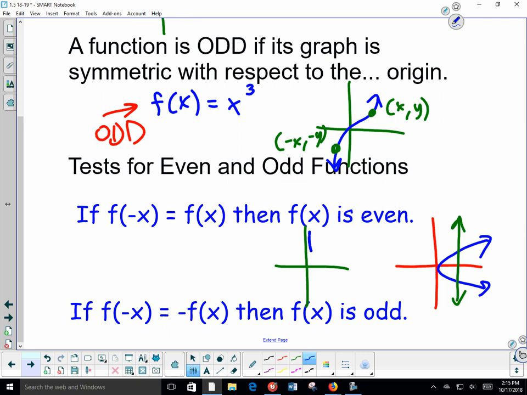Yeah, something that looks like this maybe, with something that looks like this. Yeah, nice looking graphs. We're going to study these some more in chapter 2.